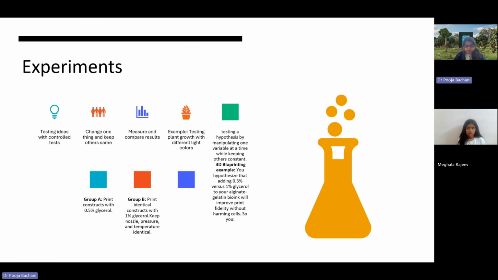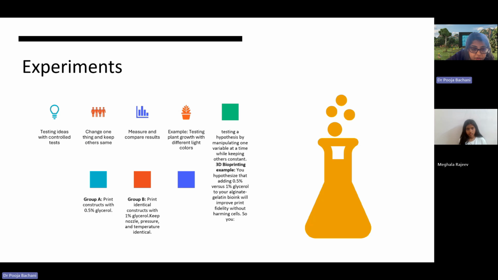What are experiments? These are the cause and effect by manipulating one variable while holding others constant. Okay. So we are testing ideas with a controlled test. So changing one thing and keeping the other same. Then we measure and compare results.